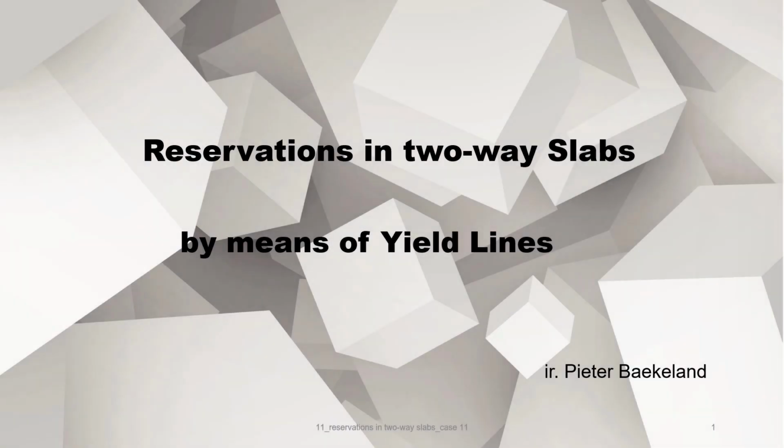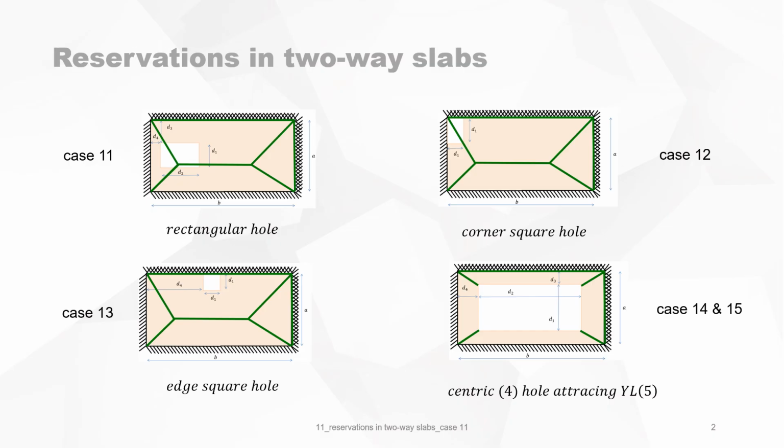Reservations in two-way slabs by means of yield lines. In this video, we will deal with the cases where two sides of the slab are fixed and two other sides are simply supported. We have in total 5 cases, from case 11 up till case 15.